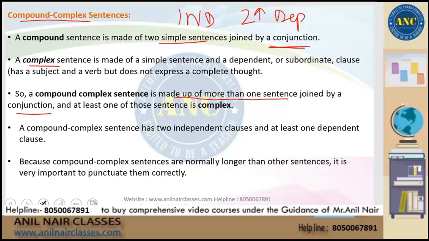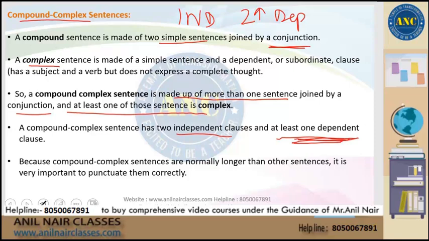So, this part is the compound part. And then at least one of those sentences is complex. That means it has to have two independent clauses and at least one dependent clause. Why two independent clauses? One independent clause from the compound part, one independent clause from the complex part of the sentence. And then you should have at least a minimum of one dependent clause.